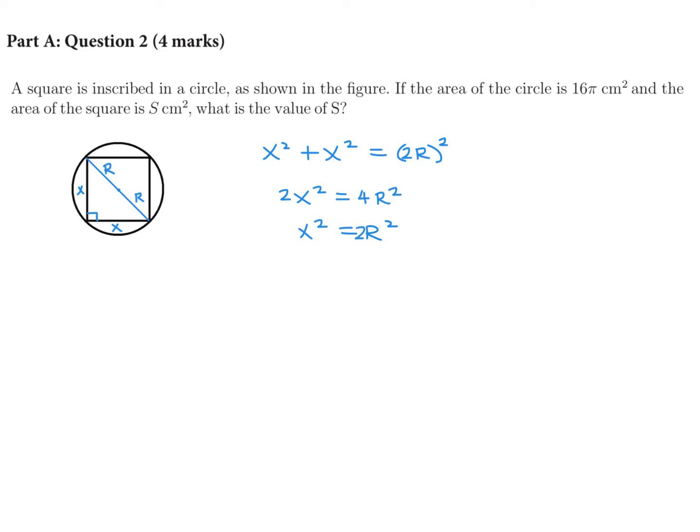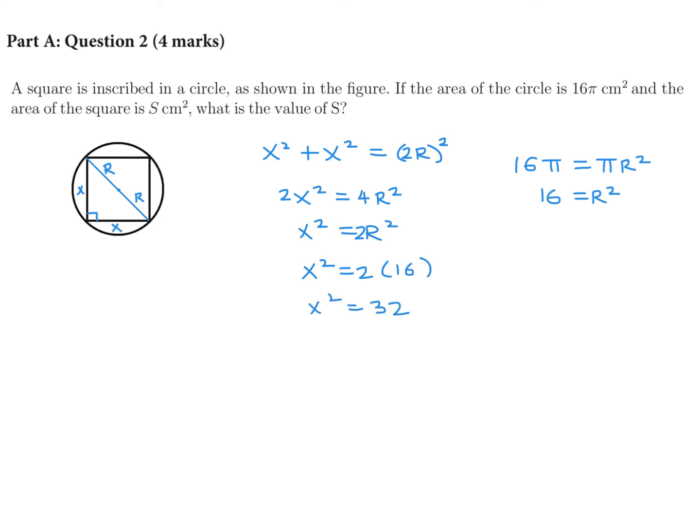Okay, well, let's see, where can we go here? Oh, they gave me this. That's very helpful. I almost forgot about that. The area of the circle is 16 pi, so 16 pi is equal to pi r squared. So that means 16 is equal to r squared. Okay, sub that in here. x squared is equal to 2 times r squared, which is 16, and therefore x squared is equal to 32.